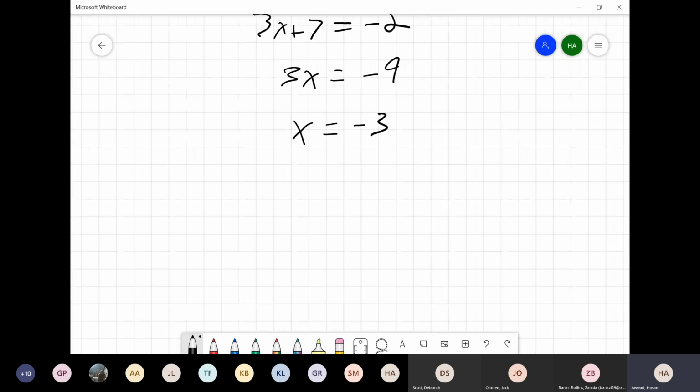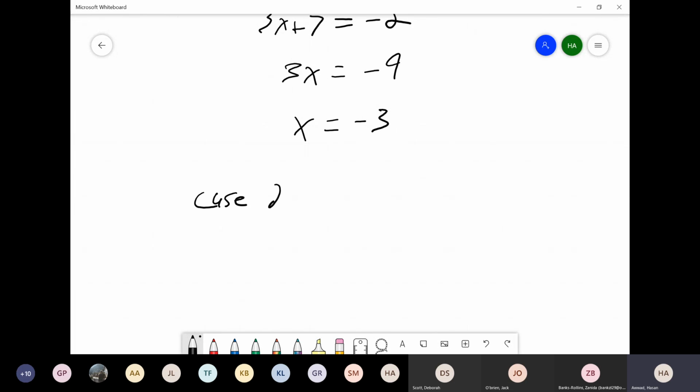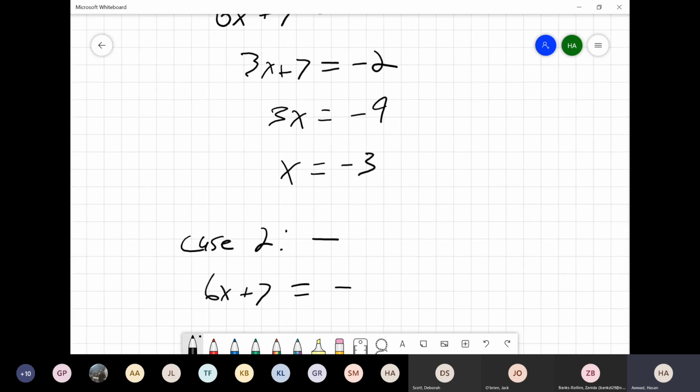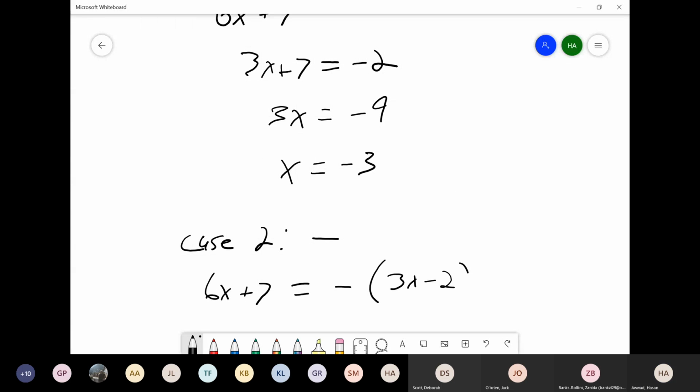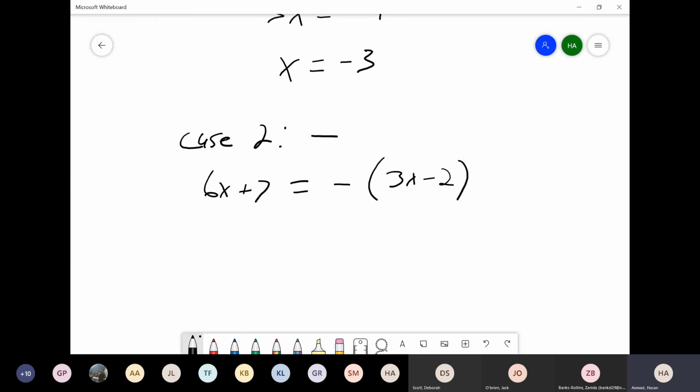So now we have to do case 2. So case 2, where we're dealing with the negation, right? We keep 6x plus 7 positive, and now it's the negative version of 3x minus 2. So what does this do? Again, the negative is going to apply to both the 3x and the negative 2. So we have 6x plus 7 unchanging, and this becomes negative 3x plus 2, right? The negative makes the positive 3x a negative, and it makes the negative 2 a positive 2.